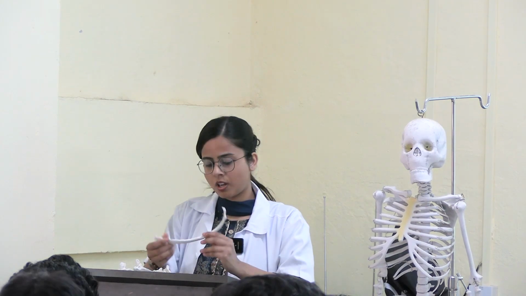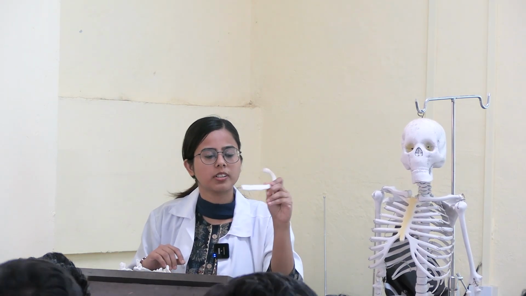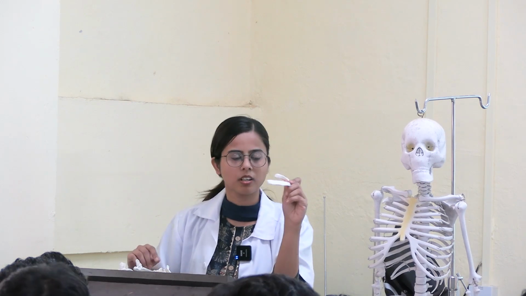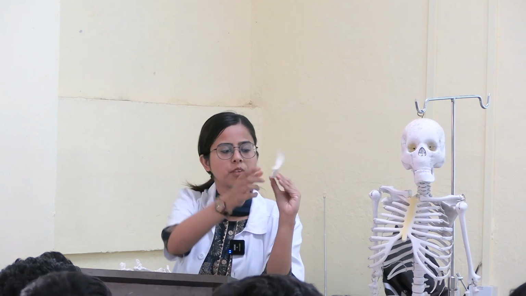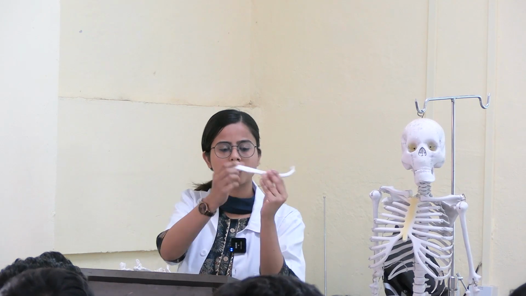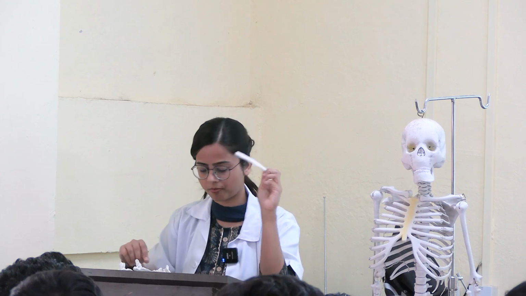So how many facets are there in the head? 2 facets, okay. How do you hold a rib in anatomical position? We hold it in a pen holding position, okay? Posteriorly this head, neck and tubercle, anteriorly facet for costal cartilage and below costal groove. So like this, in pen holding position we hold ribs, okay? This is the pen holding position.